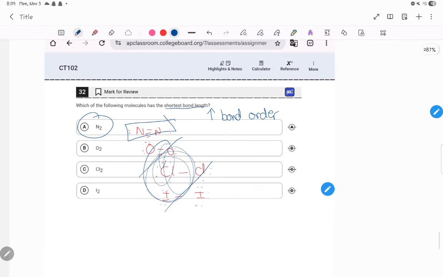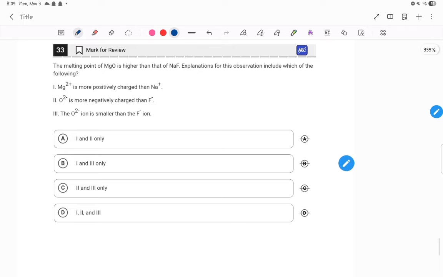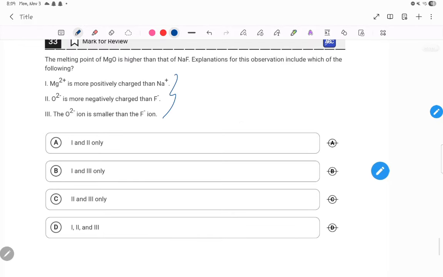The melting point of MgO is higher than that of NaF. Explanations for this observation include which of the following? First of all, Mg2 plus is more positively charged than Na plus. This is true. O2 minus is more negatively charged than F minus, yes, but O2 minus is not smaller than F minus. First of all, they're on the same period.